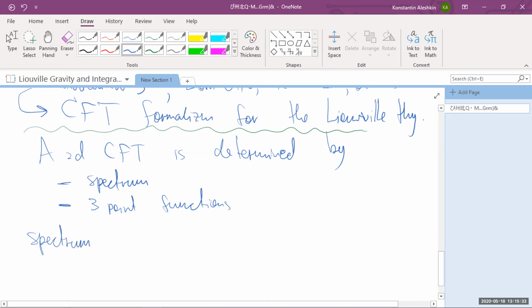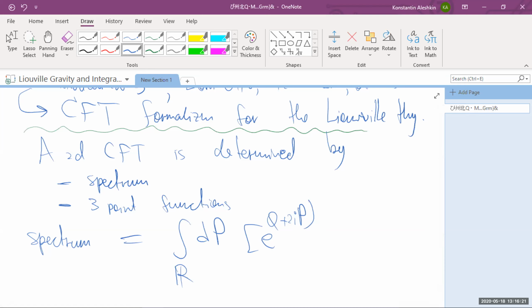So what is different from most CFT studies in mathematics, like for example WZW theories, which lead to KZ equations, or minimal models, which lead to BPZ equations, is that the spectrum in this case is continuous. So the spectrum is an integral over P, where P ranges over all real numbers, of the objects which I'll write and then define. So exponent of (Q plus 2iP) multiplied by phi.